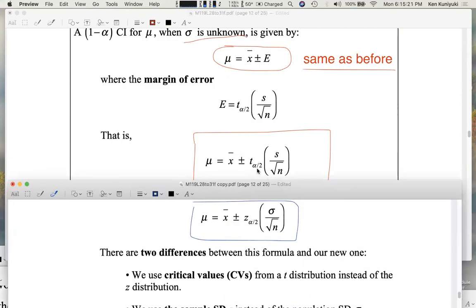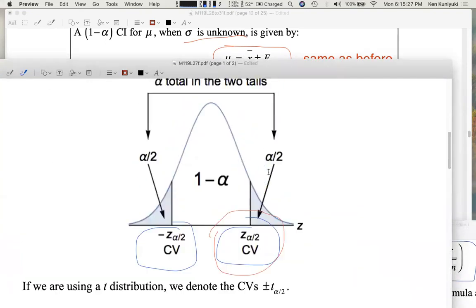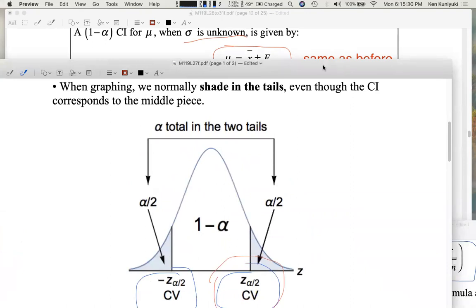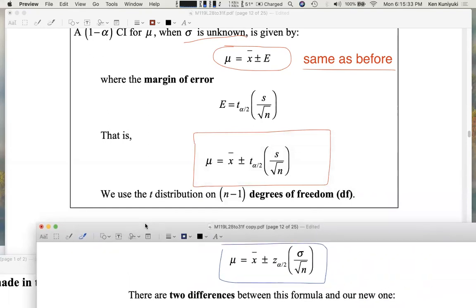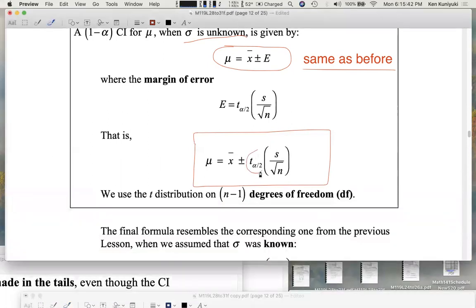We still use that alpha over 2 notation. We're still splitting that alpha probability in half, symmetrically between these two tails. That stays the same, the subscript. Also, since we don't know what sigma is, like we did in lesson 28, we're now going to use S. So here are the two key differences from what we saw in lesson 28. Instead of a Z critical value, we're going to use a T critical value over here. For the same confidence level, this will be larger than its Z counterpart. We'll see why. Basically, it's because we're going to end up with a bigger margin of error.